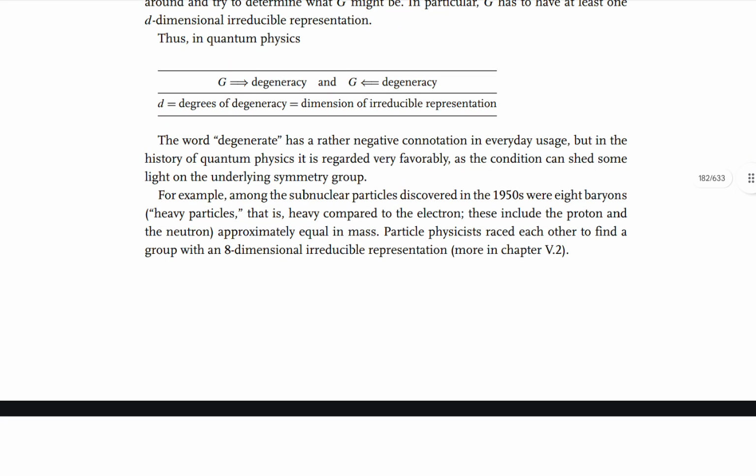So here is the sentence which interested me in group theory as well. Let me highlight that sentence. This is the one. In the 1950s, particle physicists raced each other to find a group with an 8-dimensional irreducible representation. So basically, they were just solving an algebra problem. They were finding a group which satisfies these properties to predict a particle. And if not a particle, something very interesting, which might even give them the Nobel Prize. So that's crazy enough, I feel.